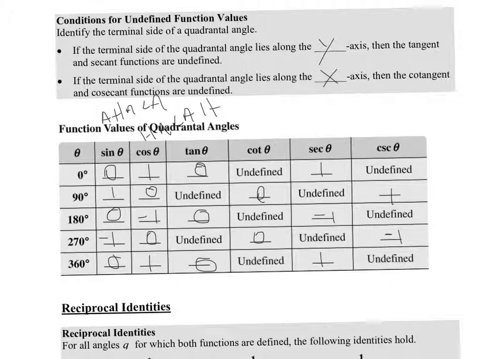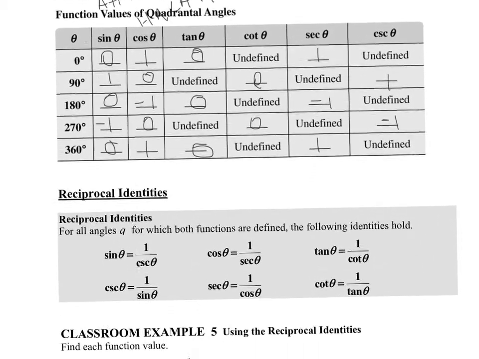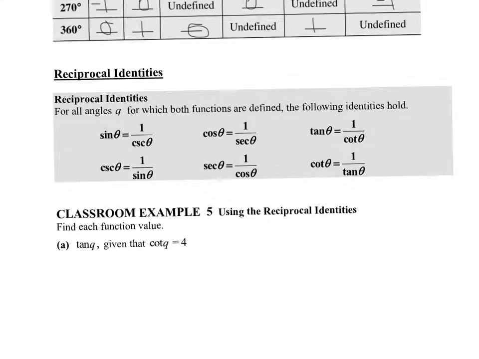Okay? That means we're going to be able to move through some of these things a little faster. Here are those reciprocal identities that I've already told you about. So you've got that information there. Again, this is something you need to memorize. Let's see if you can figure out what would be the tangent of angle Q if they tell you the cotangent of angle Q is 4.